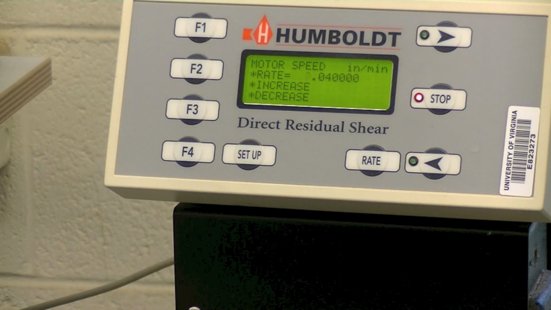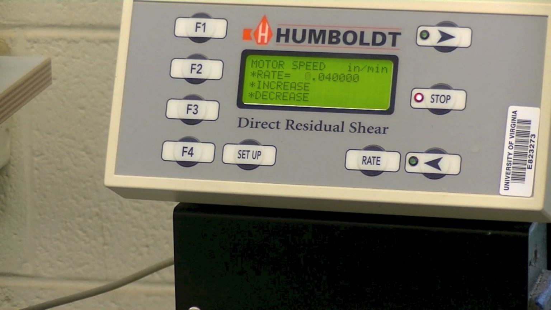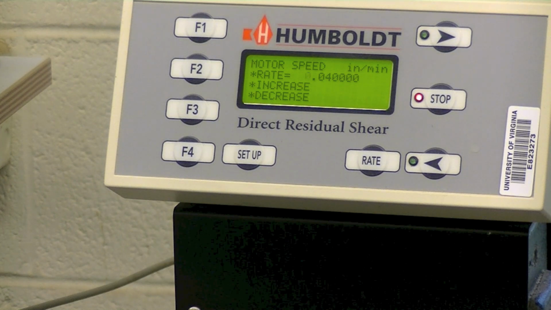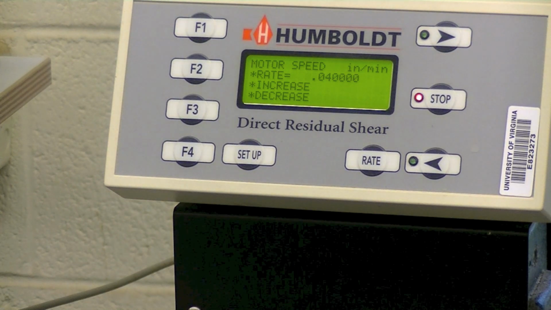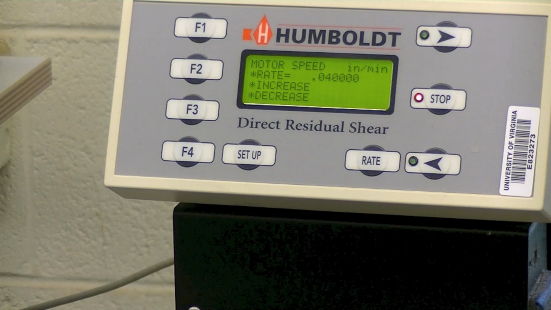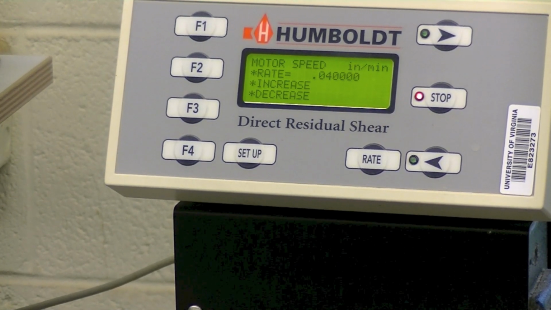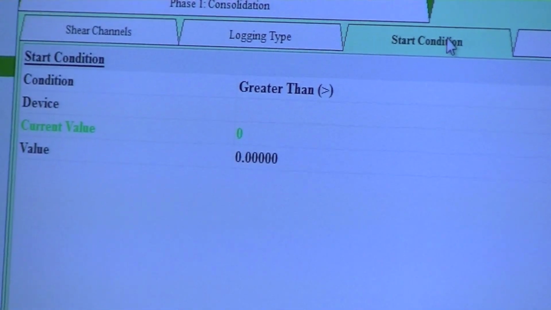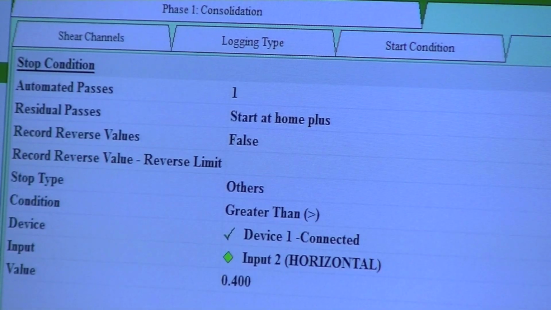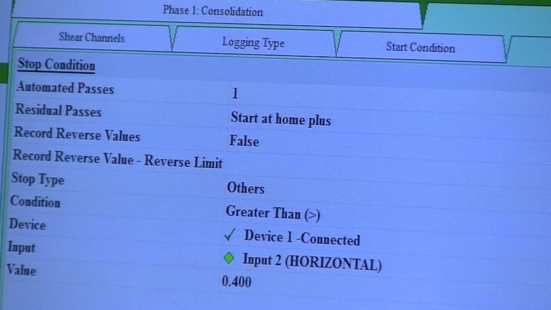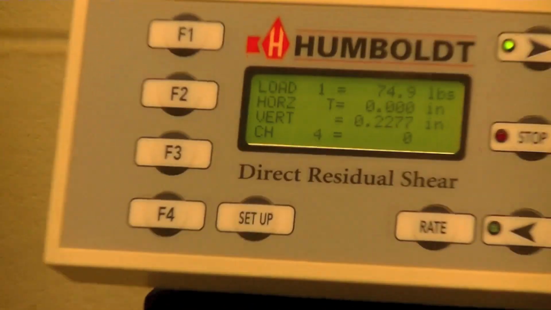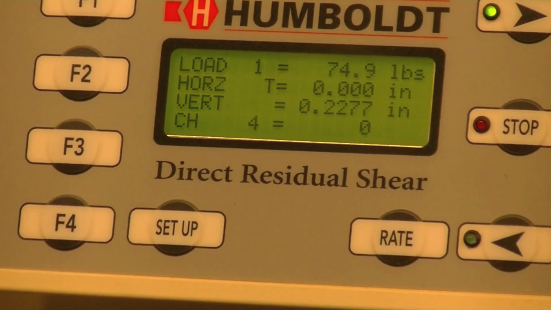Set the shearing rate on the direct shear machine. The maximum rate permitted by the ASTM standard is 0.04 inches per minute. This moves the bottom of the box at a constant velocity of 0.04 inches per minute. Set the start condition and logging type on the associated computer. Press the right-hand start arrow on the machine.